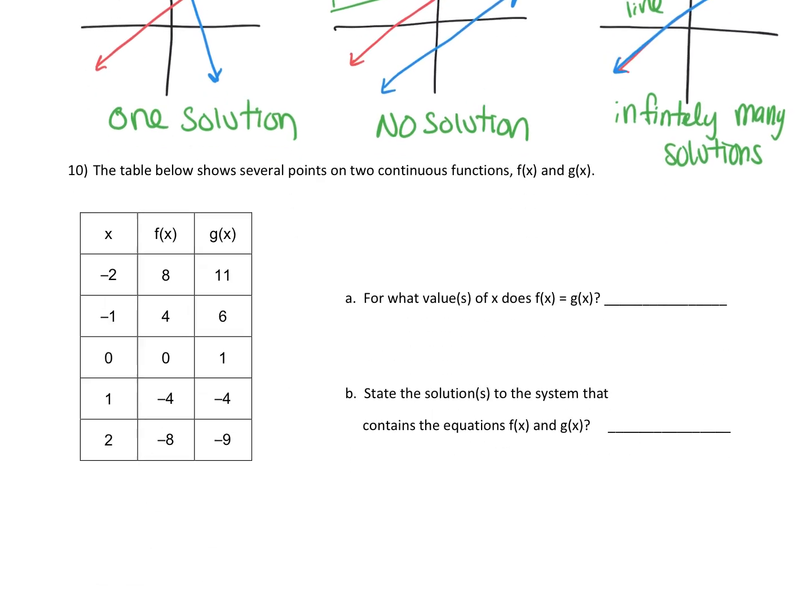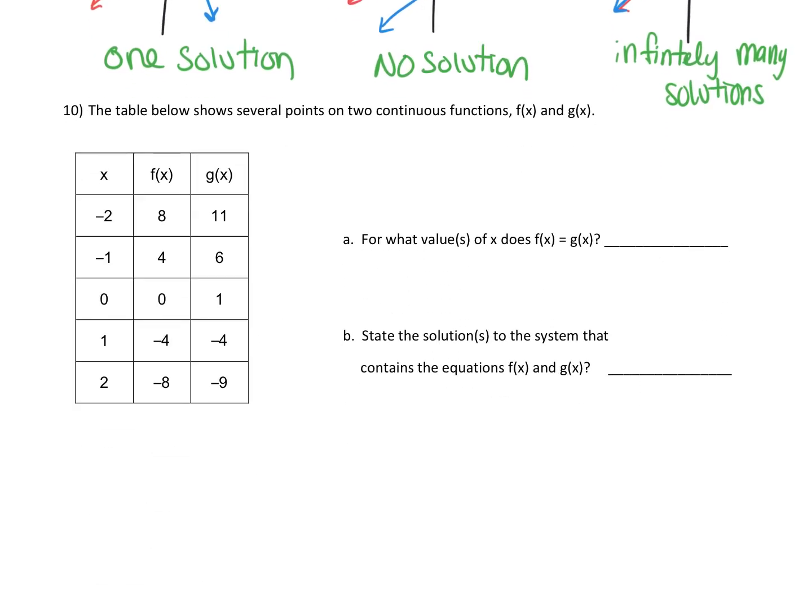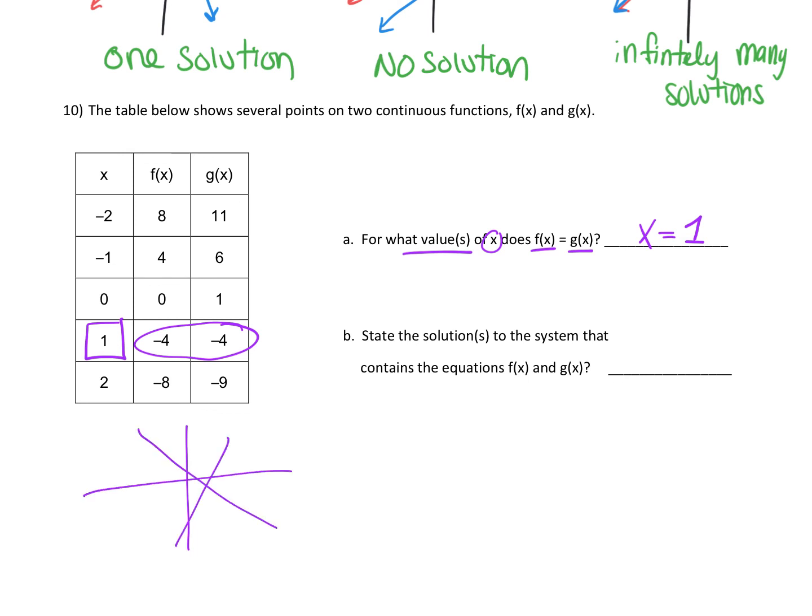All right, the last thing we're going to look at is this table. So it's saying for what values of x, so they want to know what x equals, are the functions equal. So if I see where my functions are equal, x is 1 when my functions are equal. And so what this means is basically we're having a function and another function, and they're crossing here at 1, negative 4. So what's the solution to the system? It'd be 1, negative 4, because for whatever x, the y's are the same.